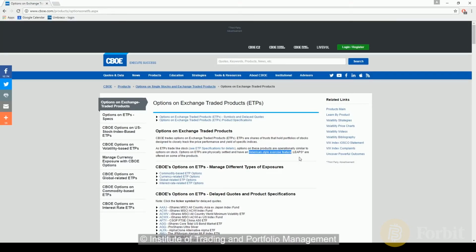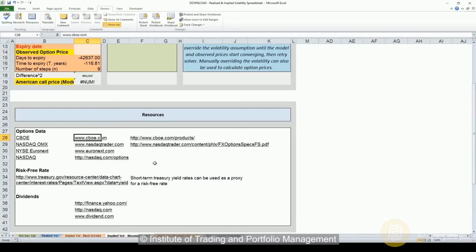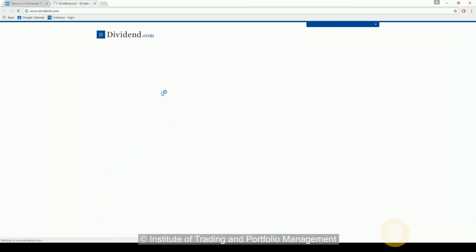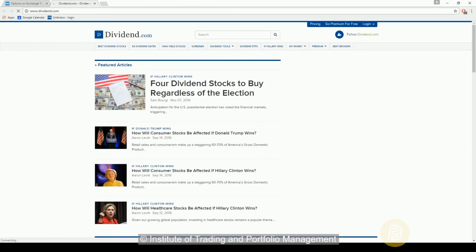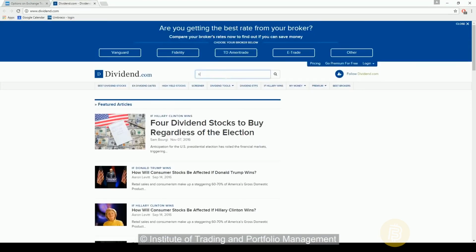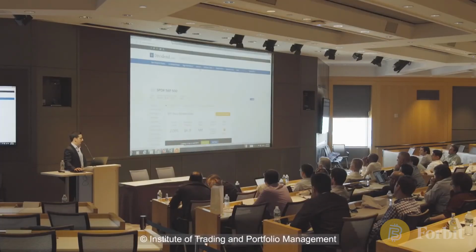So the next question is, does the underlying actually pay dividends? To find that out, all you have to do is go down to the resources section, and you can find dividend.com. You click on that, and you just search for the ticker that you're interested in. So in this case, it will be SPY. Enter that in, and it will tell you the dividend situation.